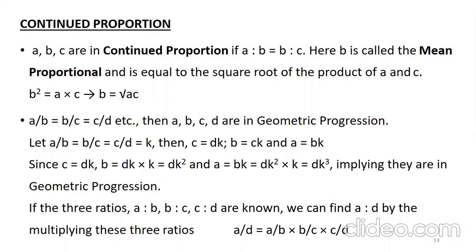Continued proportion. A, B, C are in continued proportion if A is to B is equal to B is to C. Here B is the mean proportional and is equal to the square root of the product of A and C. B square is equal to A into C, whereas B is equal to root of AC. If A by B is equal to B by C is equal to C by D, then A, B, C, D are in geometric progression.